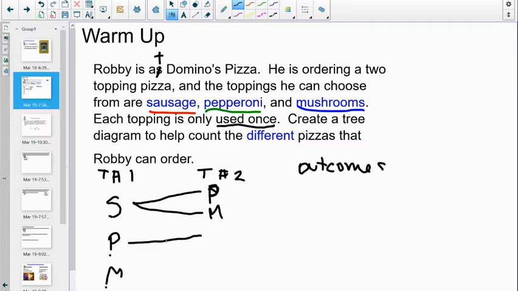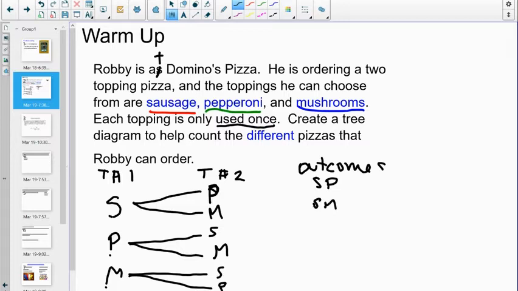And the same goes for pepperoni pizza. We can't have pepperoni again, so we can either have sausage or mushroom. And then for mushroom first, we can have sausage or pepperoni. I'm going to write down our outcomes. Sausage pep, sausage mushroom, pep sausage, pep mushroom, mushroom sausage, and mushroom pep.